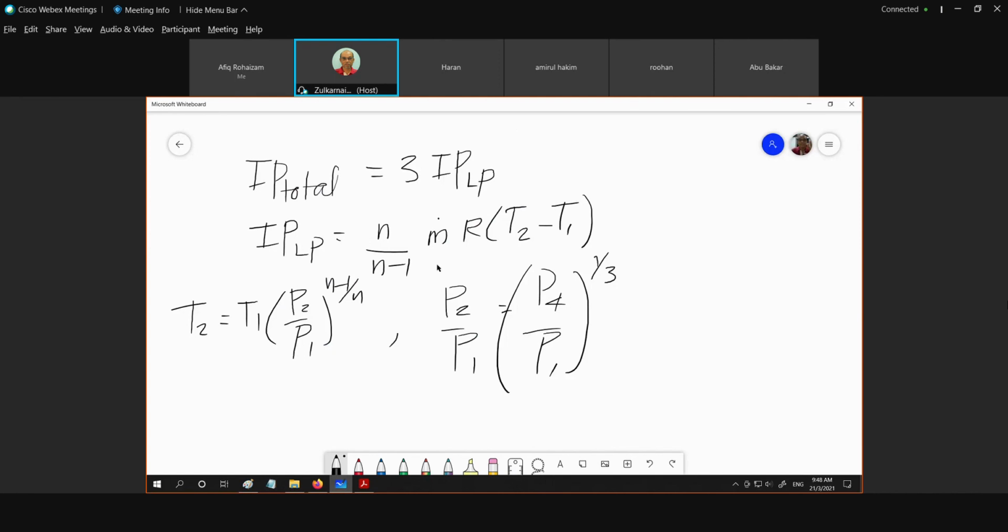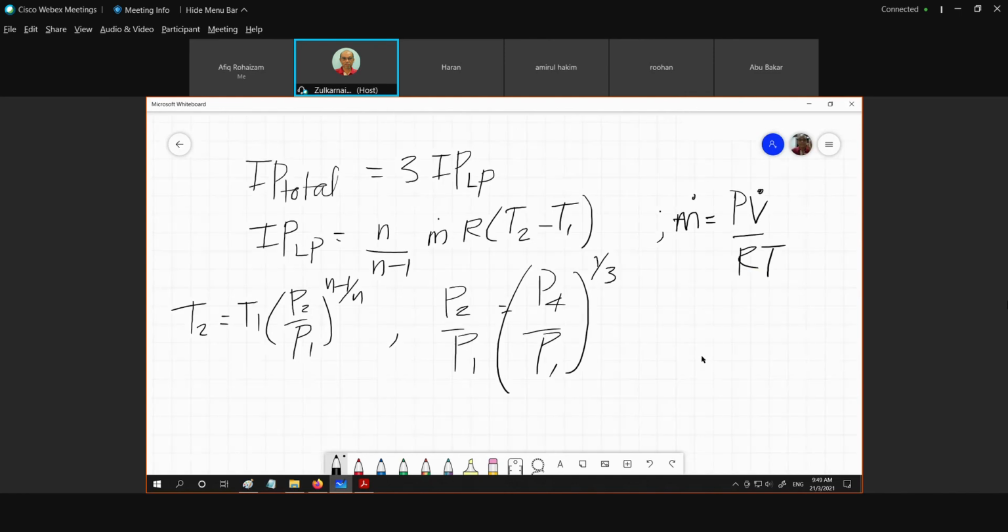IPLP is equal to n over n minus 1 m dot R. So in this case, untuk mendapatkan apakah m dot, kita gunakan ambient condition. m dot sama dengan PV over RT. Because why? Because it's given here the free air delivery. So the m dot kita akan gunakan this formula untuk dapatkan m dot, iaitu pada keadaan free delivery. T2 kita dapat yang ni. Ini dah diberikan. Right? So that is how you solve it.